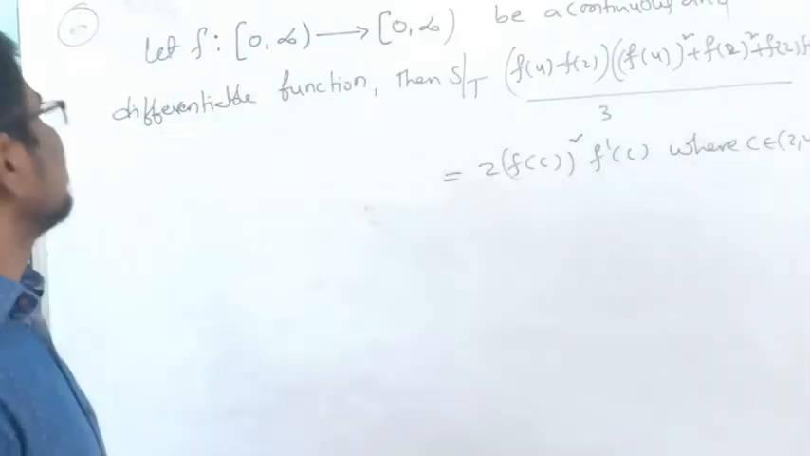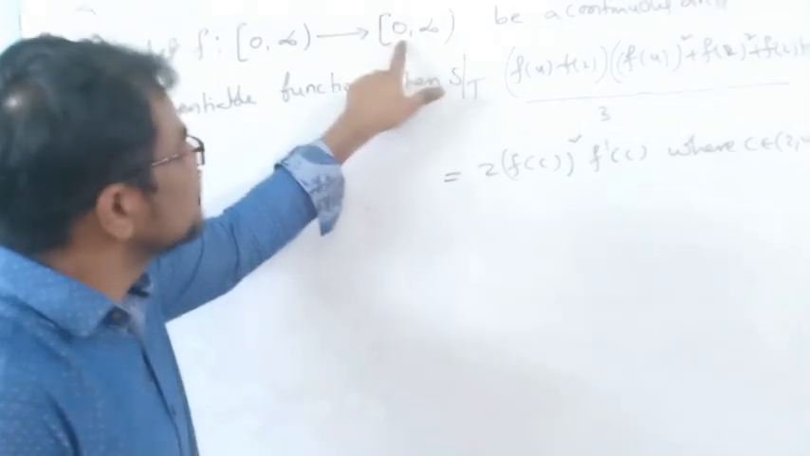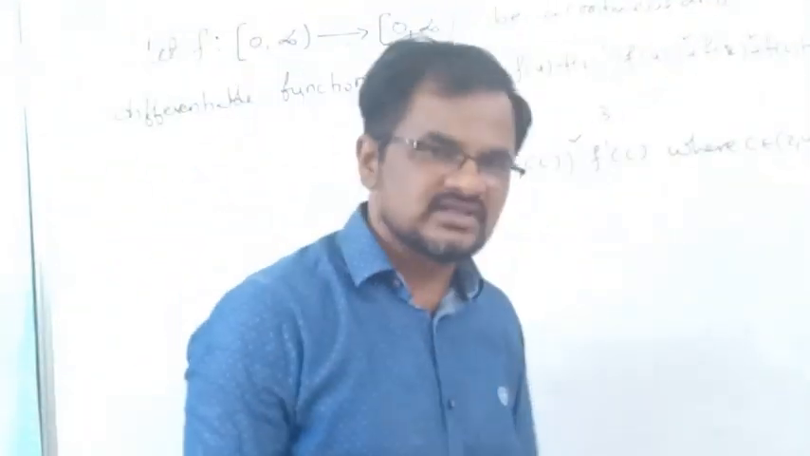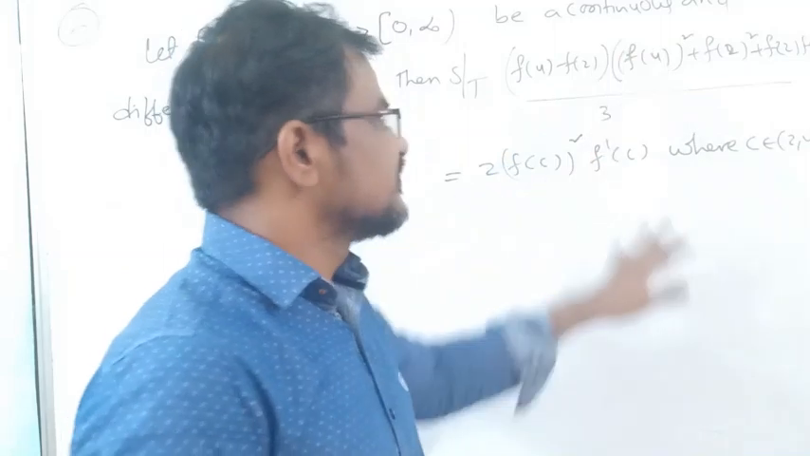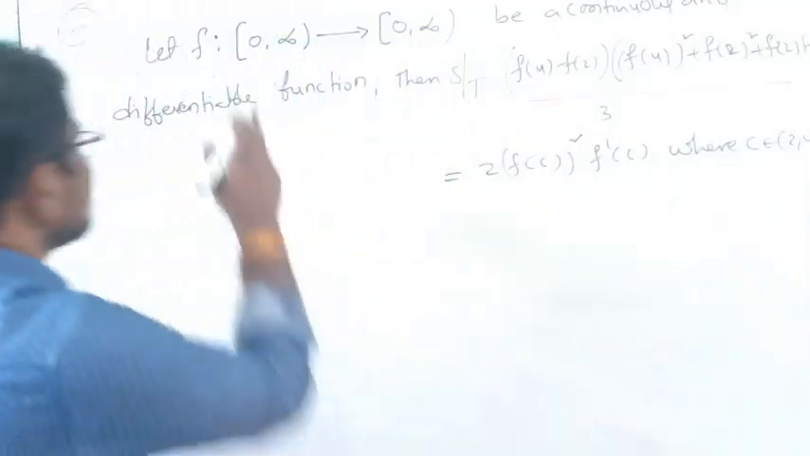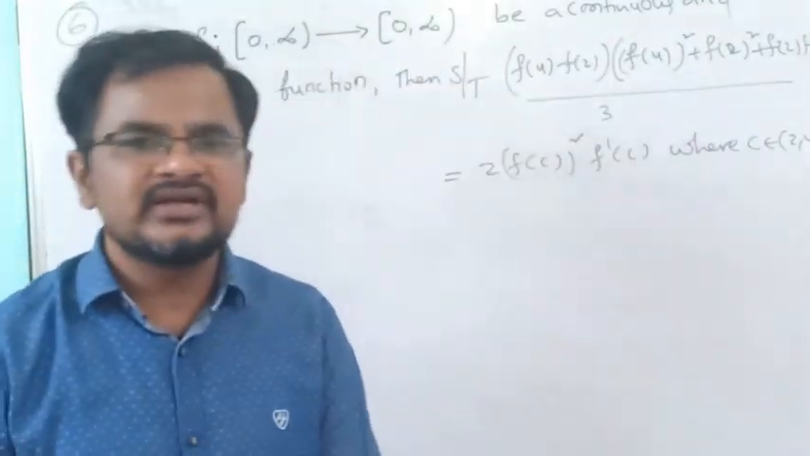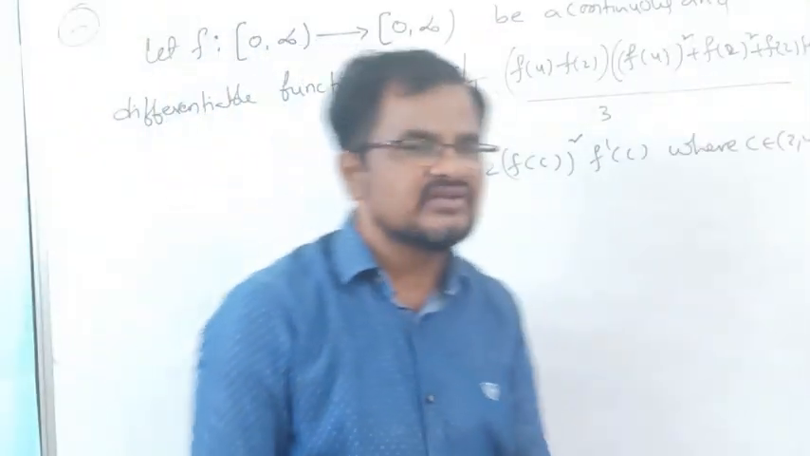Now see the sixth problem. Let f, mapping from the closed interval 0 to infinity, be a continuous and differentiable function. So this function is continuous and differentiable. Then we have to show this. This is also one of the important problems. Take the function; that means we have to identify the function from the given information.